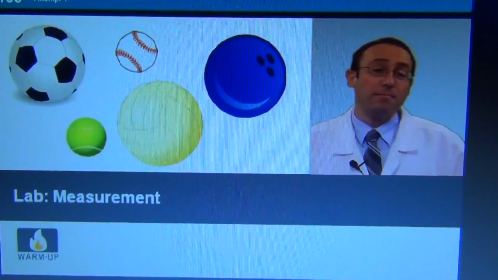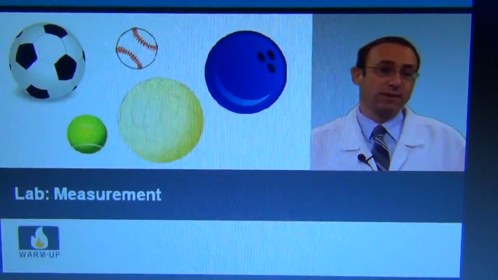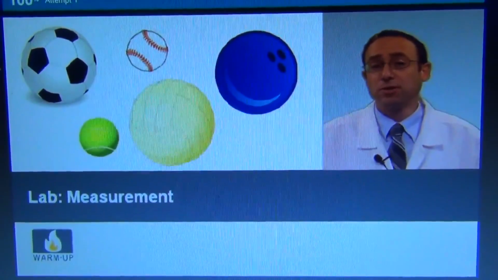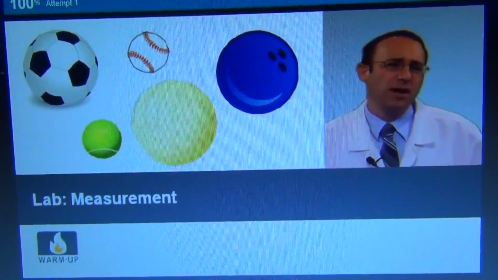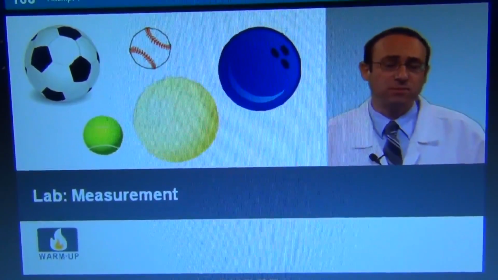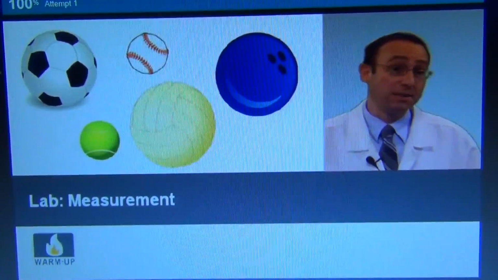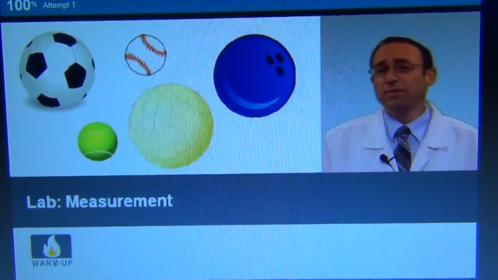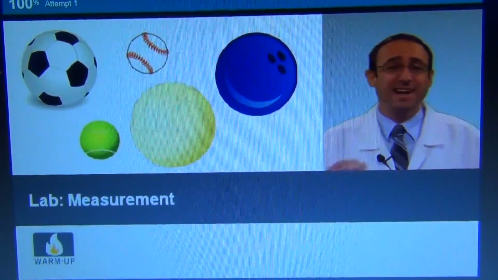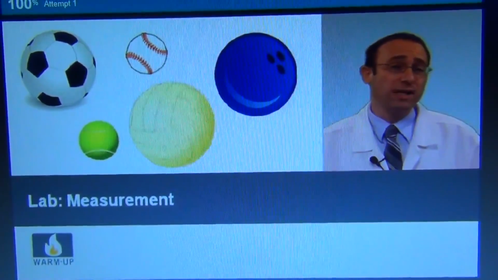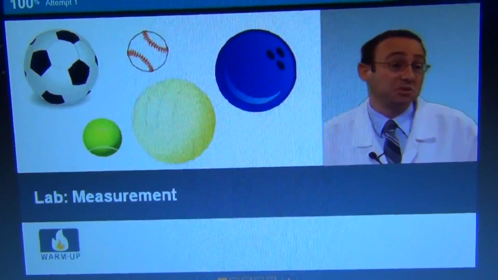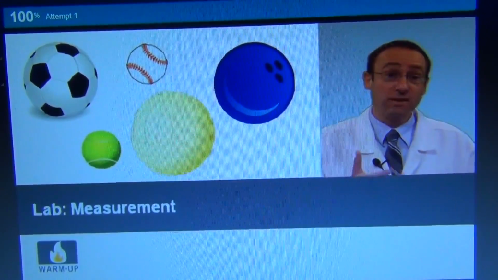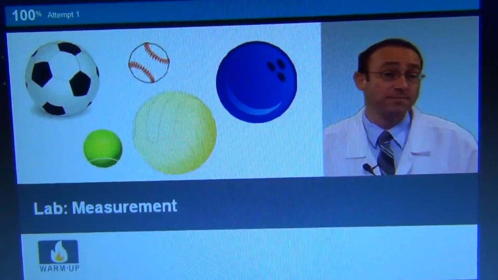Today's lab is on measurement. Take a look at the screen. There's a bunch of sports equipment. How would you describe that sports equipment? Would you say it's a bowling ball, a baseball? What if you were asked to describe it to somebody that had never seen a sport or never used that sports equipment? Would you then use the coloration, like a black and white soccer ball?